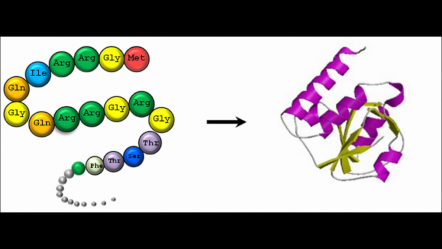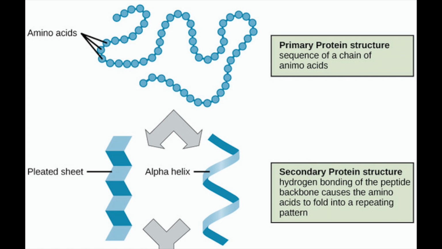Polypeptide chains are the result of translation. Each polypeptide chain is made up of a series of amino acids joined together in a specific sequence whose function is dependent on its chemical structure. The primary structure of a protein refers to the sequence of amino acids in the polypeptide chain.